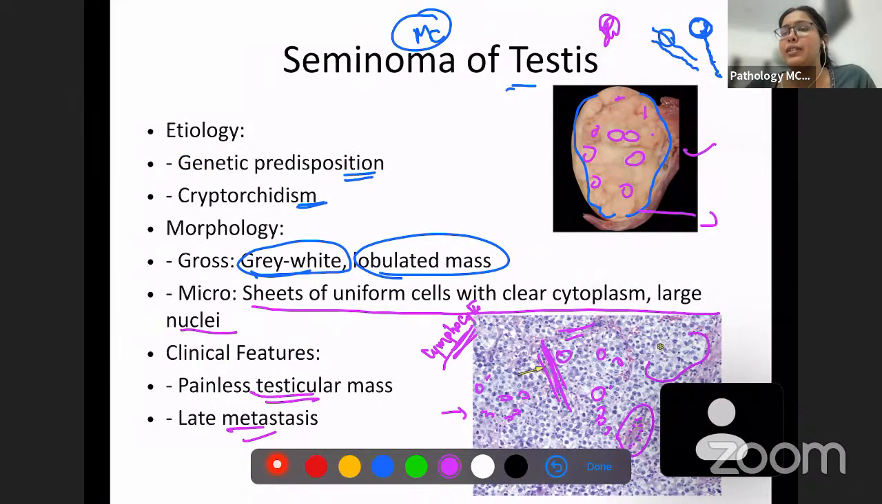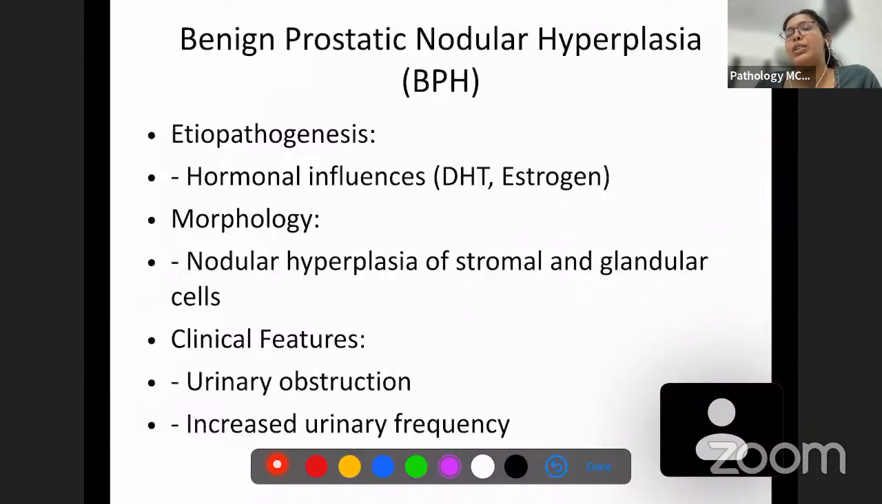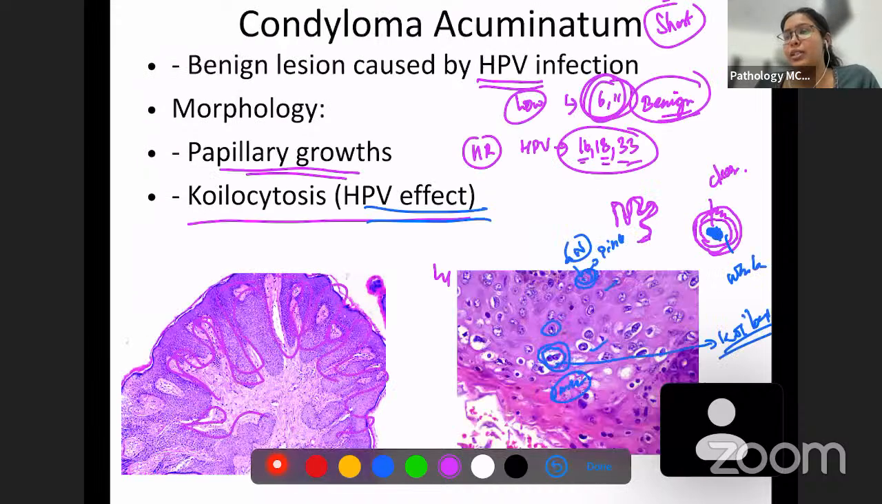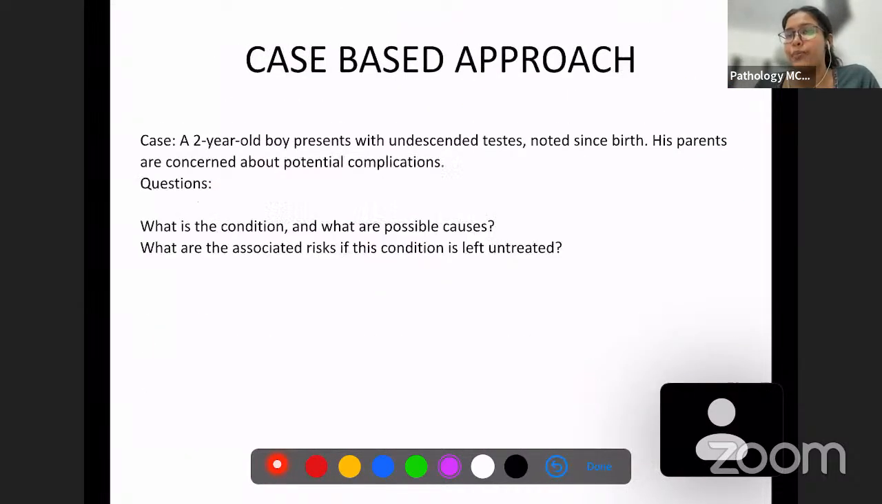So you can see here that there is a homogeneous mass, gray white, and it has small lobules. So what you have to write grossly is gray white homogeneous lobulated mass. And microscopy, we have already discussed that there are sheets of uniform cells with clear cytoplasm along with fibrous septae. These fibrous septae, what will they have? They will be infiltrated by lymphocytes. So these are the classic features of seminoma.